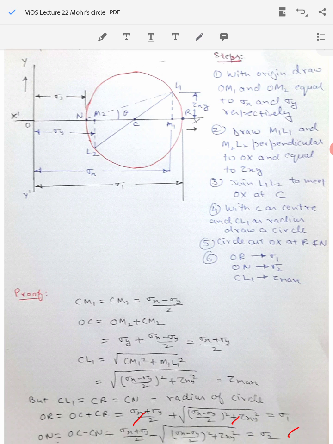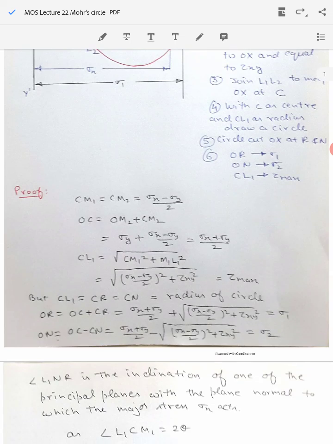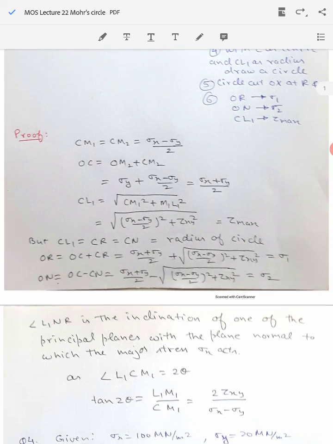So in this way, we have found the value of tau max from the radius of the circle. We have found the value of the first principal stress by measuring the value of OR, that means where the circle is cutting the x-axis. And we can find the value of sigma 2 by finding the value of ON, which is the other point where the circle is cutting the x-axis. Now what remains is the angle.